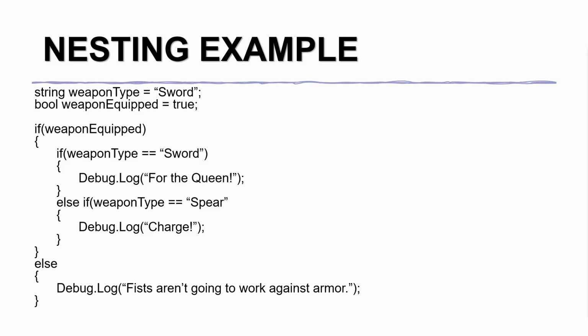So an example of what this would look like in code. Let's say we have a string variable called weapon type, and we set that equal to sword. So we could print out the word sword. And we have this bool variable called weapon equipped, and we set that equal to true.